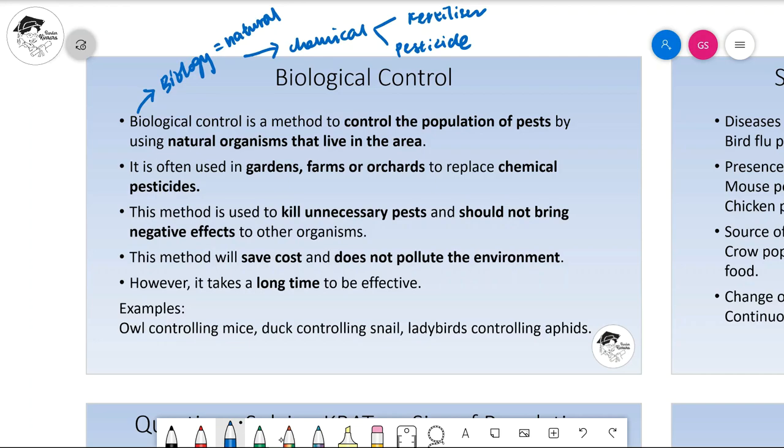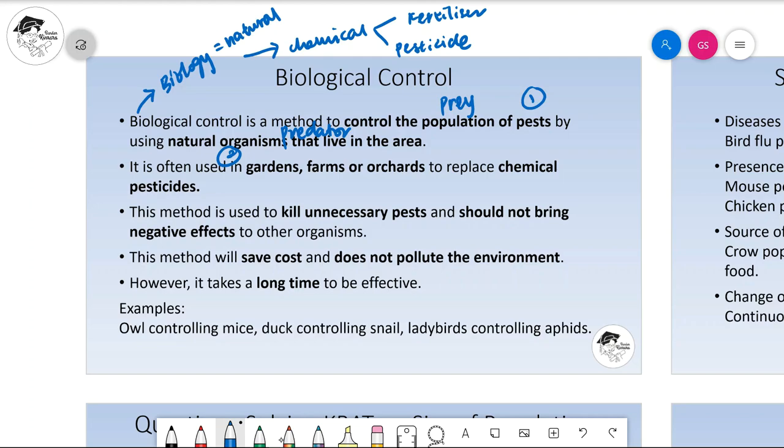So there are two living things here. Number one is the pest. Number two is the natural organisms that live in the area. If you can see the interaction between these two, you can realize that this is talking about the prey, and this is talking about the predator. By the way, prey is the one that is being eaten. Predator is the one that hunts and eats.